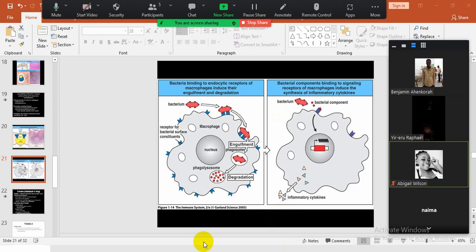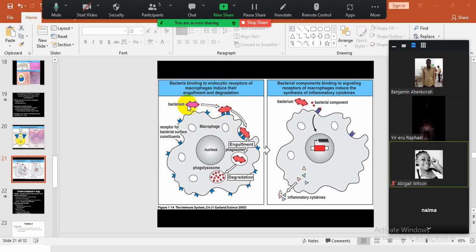We have a diagram here. So we have now a bacteria. This is a cell, and it's called macrophage. Macrophage is an antigen presenting cell. It presents antigen or disease causing organism for them to be destroyed by T cells or B cells, or even chemicals like the cytokines and the rest. So let's begin. Bacteria binding to endocytic receptors of macrophage induce their engulfment and degradation.